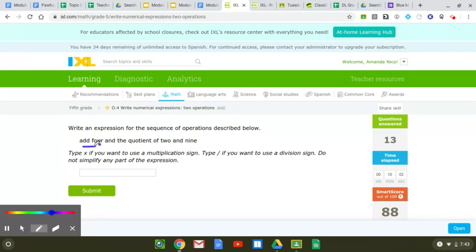Okay, we are adding 4 to the quotient. Quotient means the answer to a division problem. So we're adding 4 to the answer to 2 divided by 9. So I might get this wrong, but I'm pretty sure they're saying 2 divided by 9 plus 4. If I get it wrong, then it's probably 9 divided by 2 plus 4.